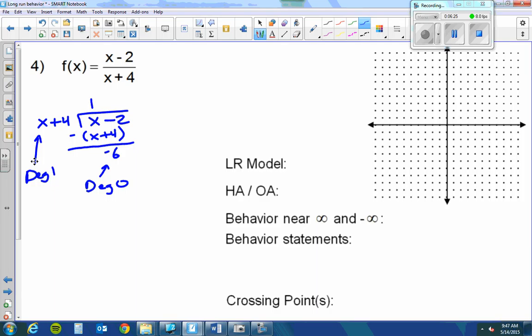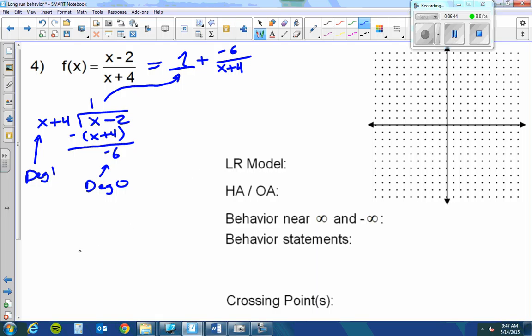All right, now, the whole point of this is now we can rewrite our function as the quotient, which always goes there, plus the remainder over the divisor. What was the divisor? x plus 4.